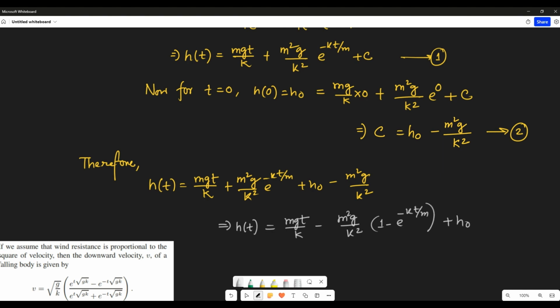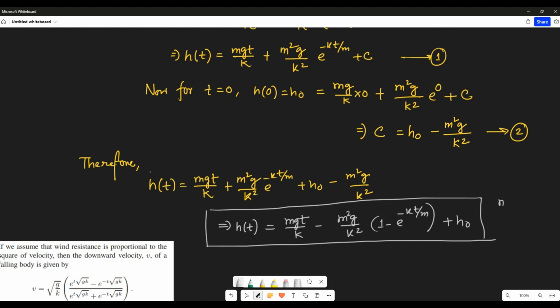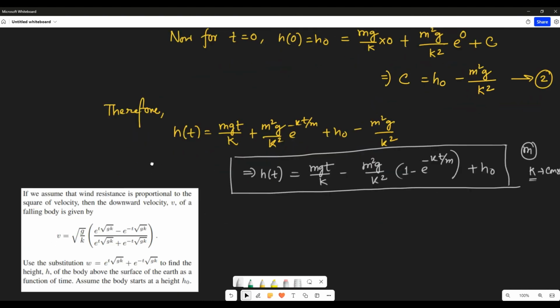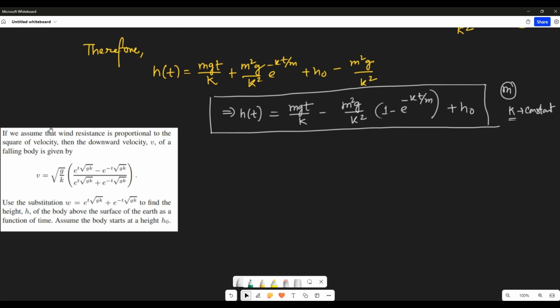That will be our equation of the vertical height for this body having the mass m, and k is our constant. Most probably k is the wind resistivity. Okay, so now in this way you can solve this question also. So this one will be your homework. Try it, and in the next video we will start working on a new problem. Thank you so much.